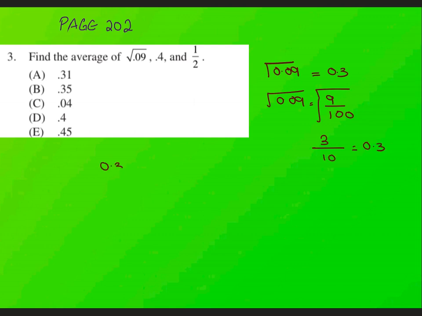So it's the average of 0.3, 0.4, and half is just 0.5. Now to find the average, add these three numbers, divide by 3. So when I add these, that's 0.7. 0.7 plus 0.5 is 1.2 upon 3. That's 12 by 30, or 2 by 5, or 0.4. So the answer is D.